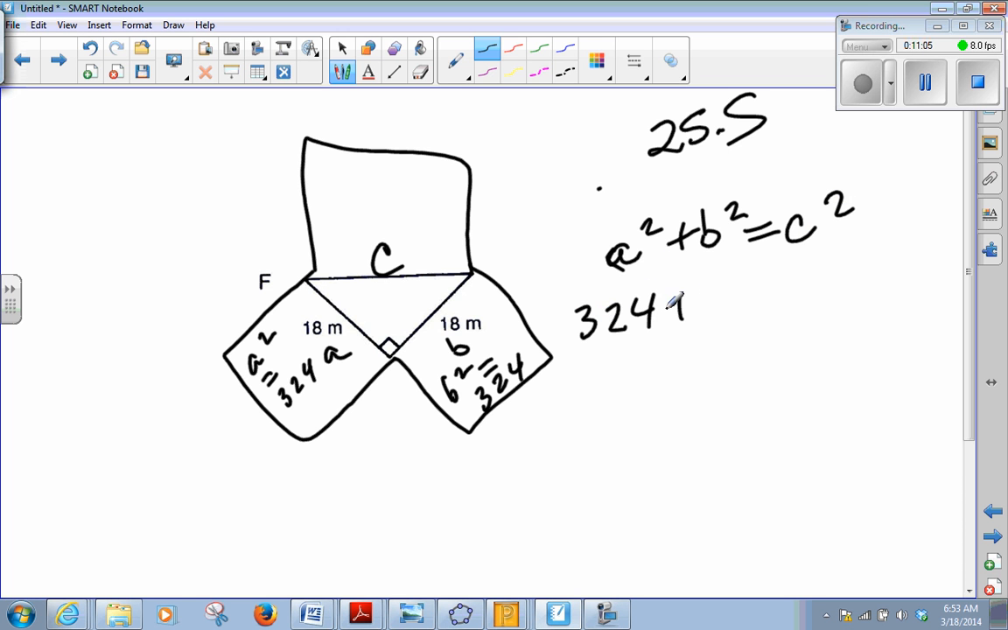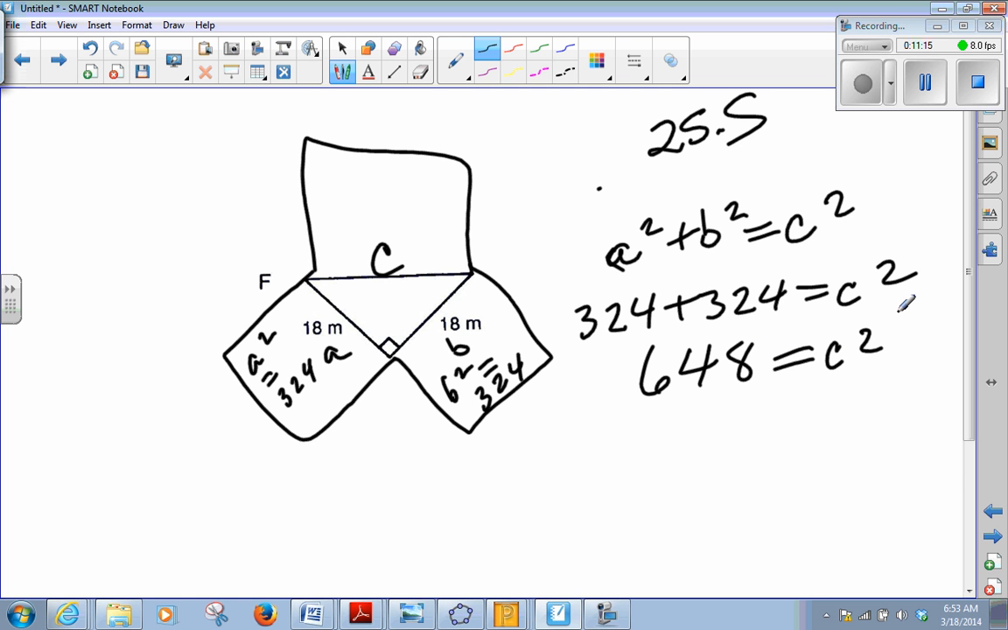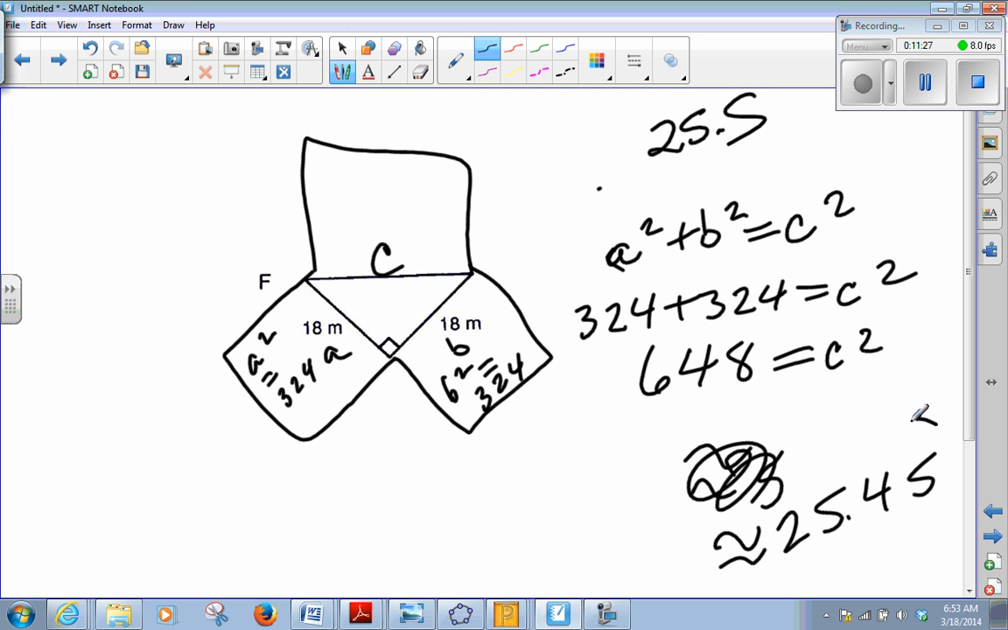Seven 324 for A squared and B squared. So that's going to give me 648. So I'm going to do the square root of 648, which gives me pretty close to 25. Oops, 25.5. It's like 25.45, and this 5 is going to round up that 4, so it's 25.5.